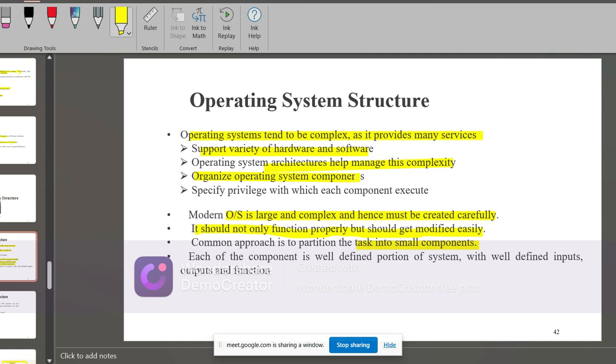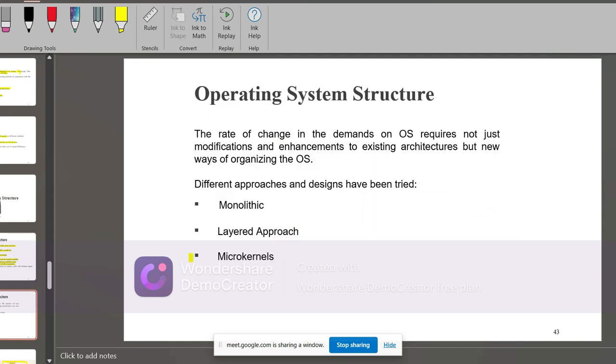It organizes the OS components. Whatever components the OS has can be managed in the system structure of the OS, and it specifies the privilege with which each component executes. In a modern OS, a large and complex architecture is available. Because of that, it must be created very carefully. It should not only function properly but should also be easy to modify. The common approach is partitioning the task into smaller components, and each component is a well-defined portion of the system with well-defined input and output functions.